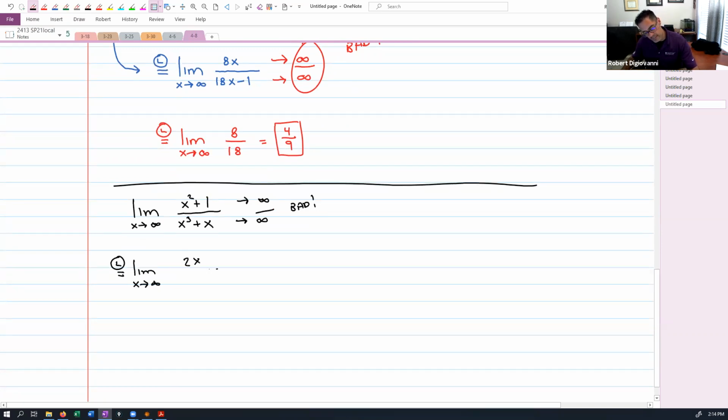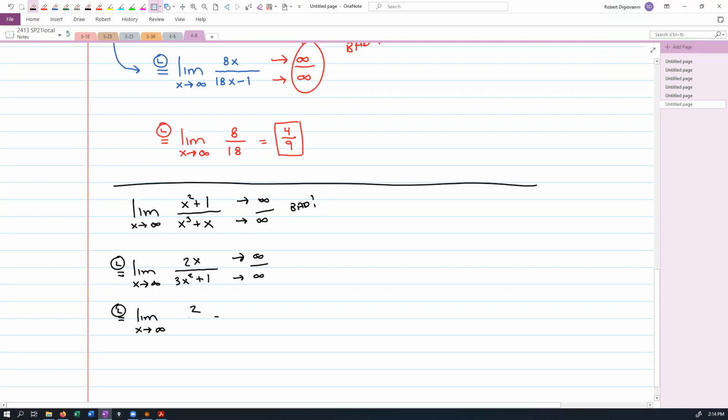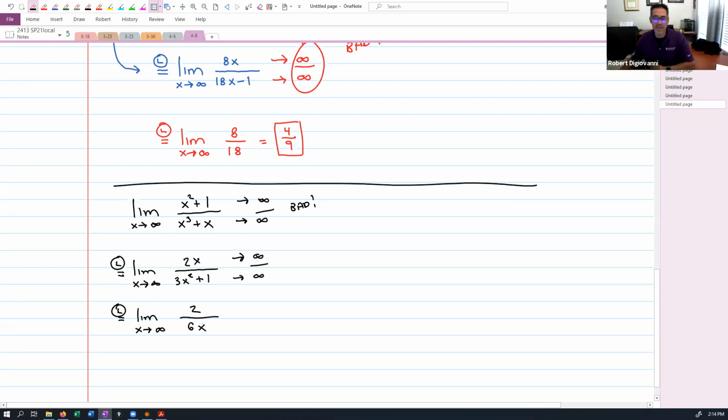2x on top, 3x squared plus 1 on the bottom. Still have infinity over infinity. Do it again. Top, 2. Bottom, 6x. Okay, now what's happening here?